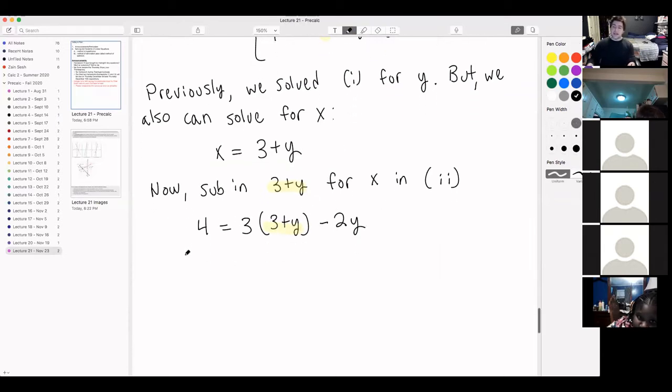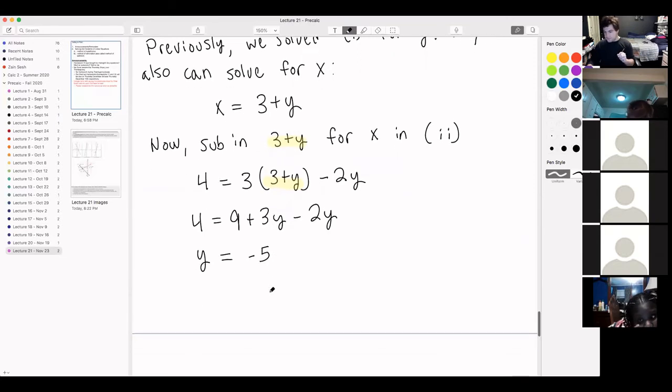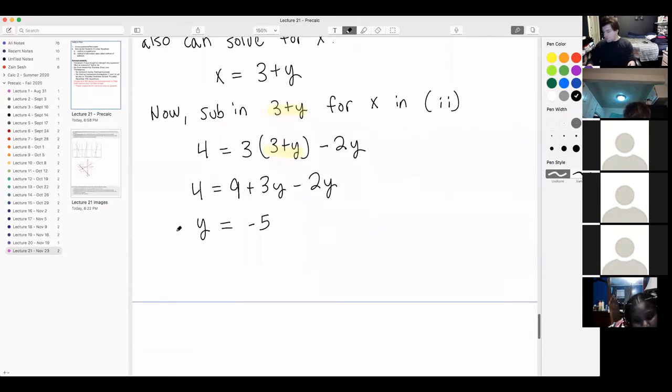And now this is a linear equation in one variable, y. We can solve for y immediately right now. All right, so what does this look like? So 4 is equal to, distribute the 3 into this set of parentheses, you get 4 is equal to 9 plus 3y minus 2y. Good. Combine like terms, and you'll just get that y is equal to negative 5. Good. So that's the first piece.